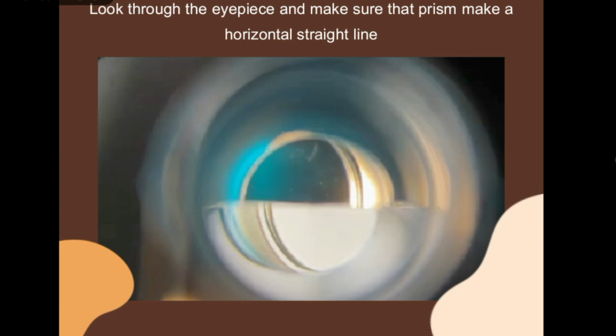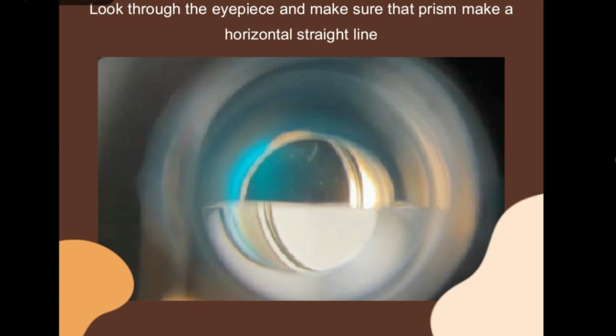So now you need to look through the eyepiece of the slit lamp and make sure that these prisms are in a horizontal straight line. These are basically the prisms, the biprisms we were discussing. You need to make these prisms horizontal. Here you can see this is perfectly straight and horizontal. So you need to make these prisms horizontal in order to view the semicircles, right?